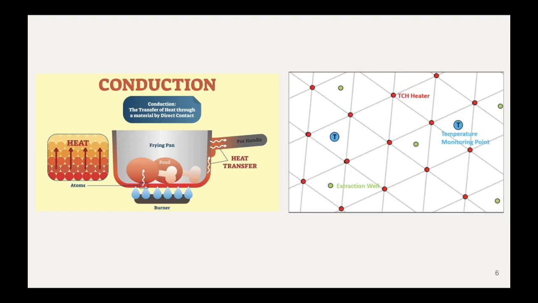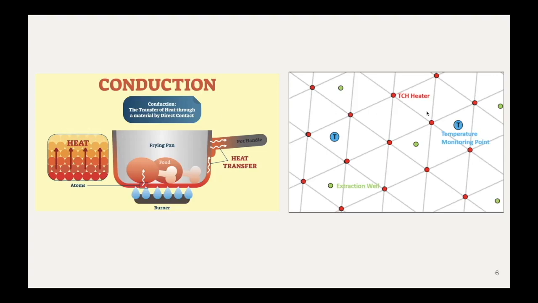Here we have some graphics that are related to thermal conduction remediation. Conduction is the transfer of heat through a material by direct contact, and in this first graphic, the burner is providing heat to the frying pan through direct contact, and then the frying pan as a result is heating the food through direct contact as well. So in our situation with thermal conduction, the heater wells act as the burner or source of heat, which will heat up the surrounding soil that it is making direct contact with.